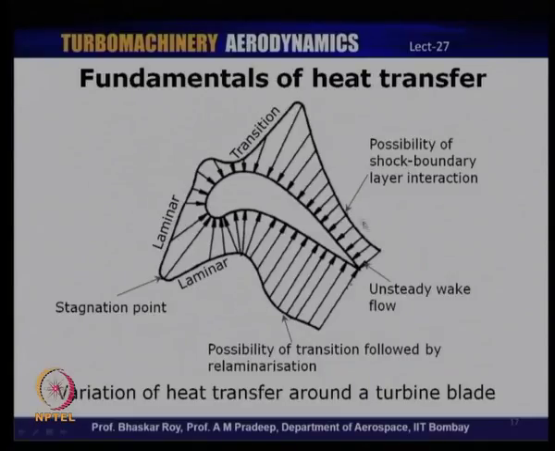So, these are the different distinct regions of a typical turbine blade, wherein the method of estimating heat transfer rates in all these distinct areas, whether it is laminar or transition or turbulent, or it has become laminar again through relaminarization, or the stagnation point or the turbulent wake, the heat transfer rates are quite different. So, there are separate methods of calculating heat transfer through each of these different layers or regions of the boundary layer.